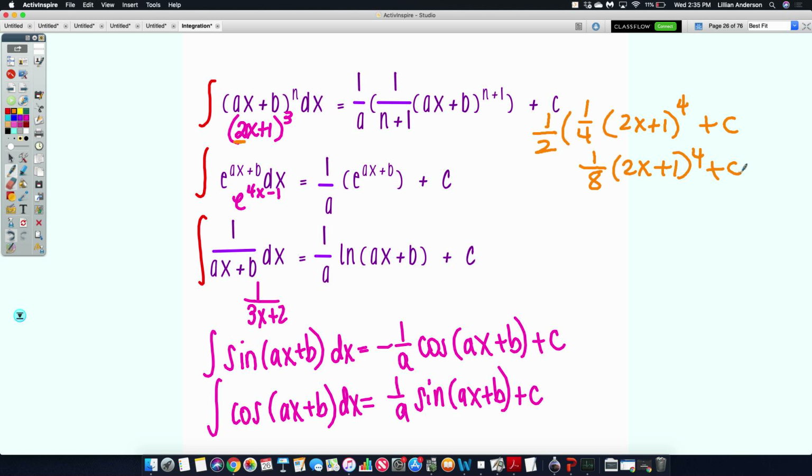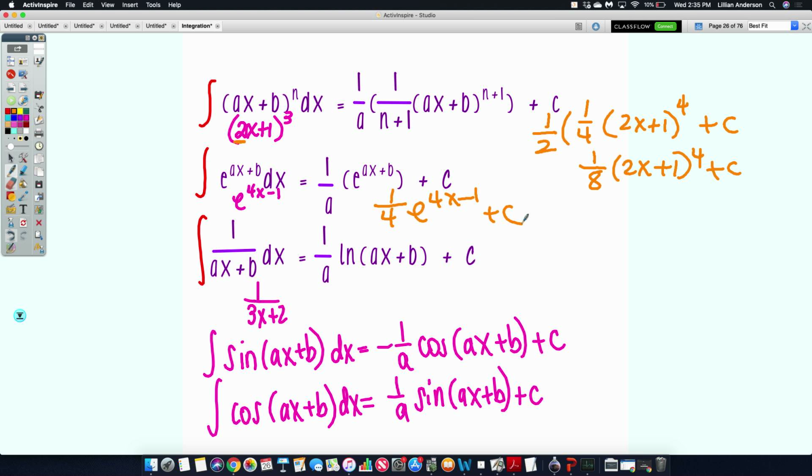You could use substitution or binomial expansion. Expand the binomial and do the antiderivative of that as a last resort. What's use substitution? I forget that. If you have e to the 4x minus 1, again, that 4x minus 1 is a linear factor. So you do 1 over a, which would be 1 over 4, e to the 4x minus 1, and then plus c.